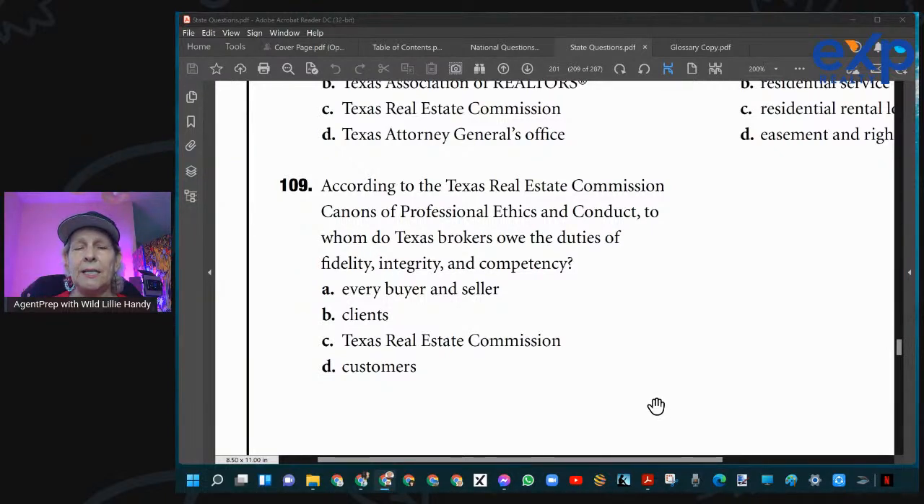Integrity, fidelity, competency, that we know the information. I mean, we owe honesty and fairness to customers, but we owe fidelity, integrity, and competency to our clients. The answer is 109B. We owe very little to the buyer, that is a customer. We do owe them disclosure of material facts, anything that's public, and fairness and honesty. But to the client, we owe them all our fiduciary duties, including fidelity, integrity, and competency.